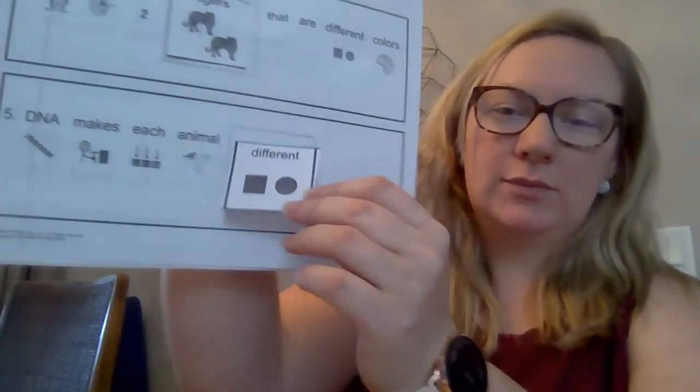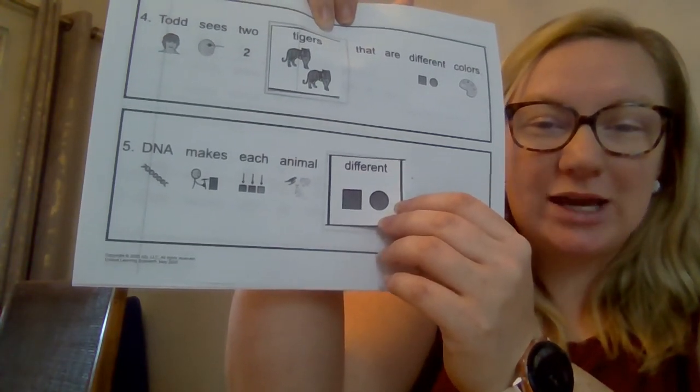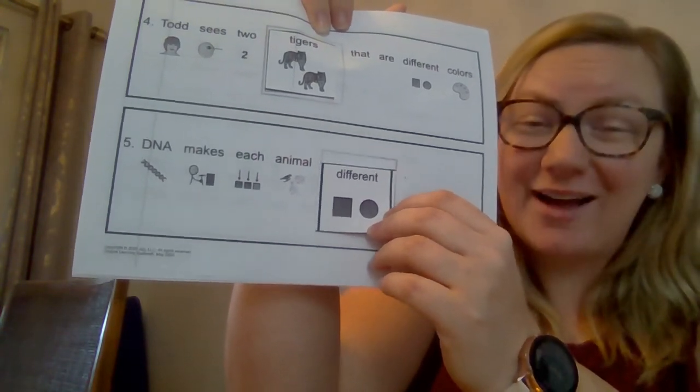All right, we have 1 question and 1 answer left. Let's see if it makes sense. DNA makes each animal different. Is that true? DNA makes each animal different? Yeah, it is. DNA makes each animal different. Gluing on number 5.